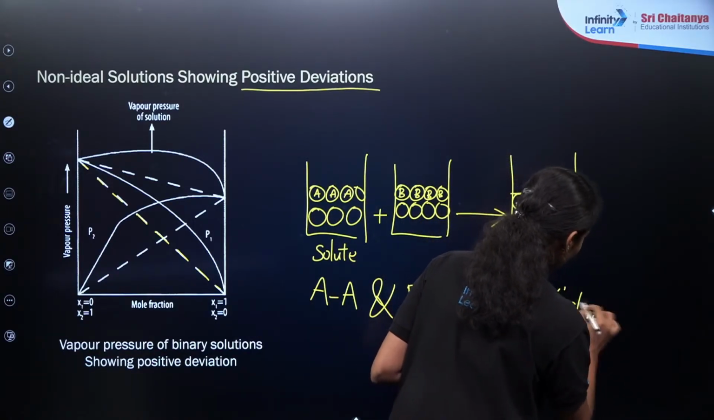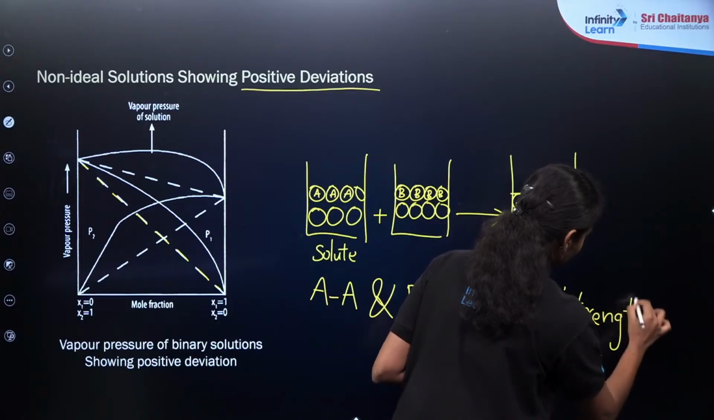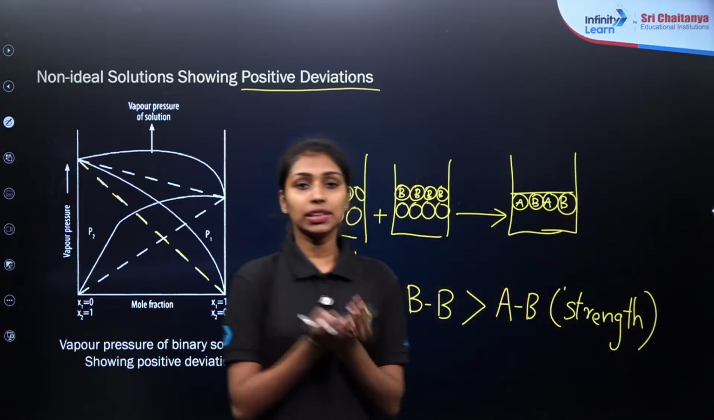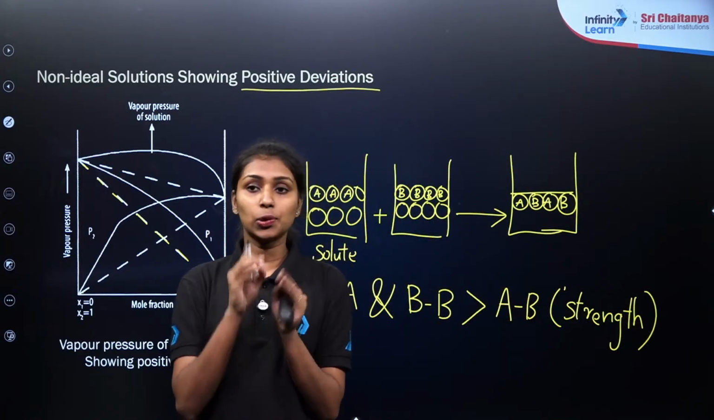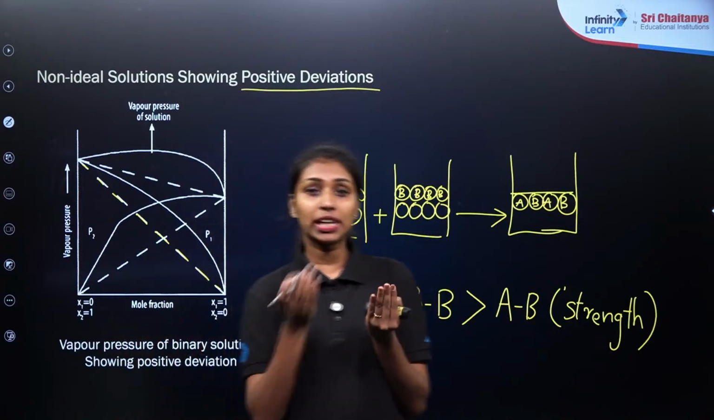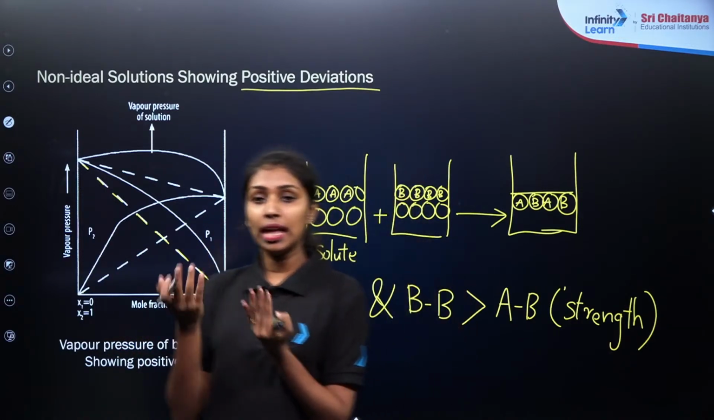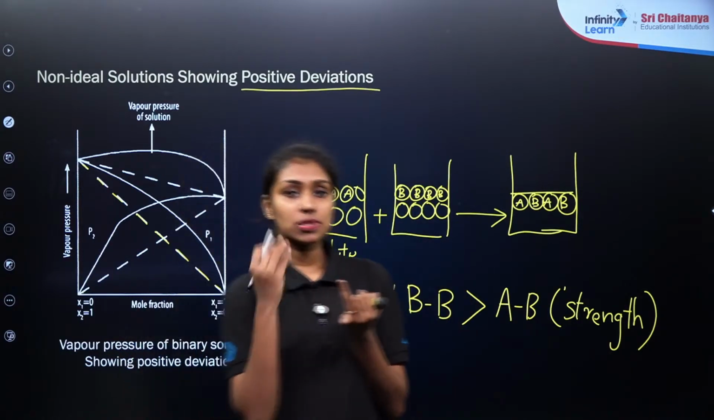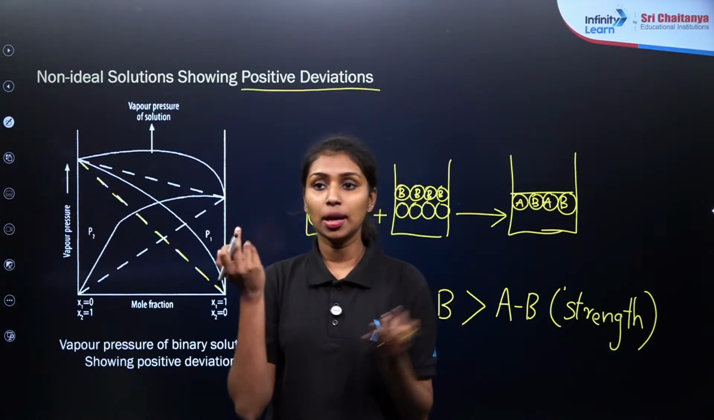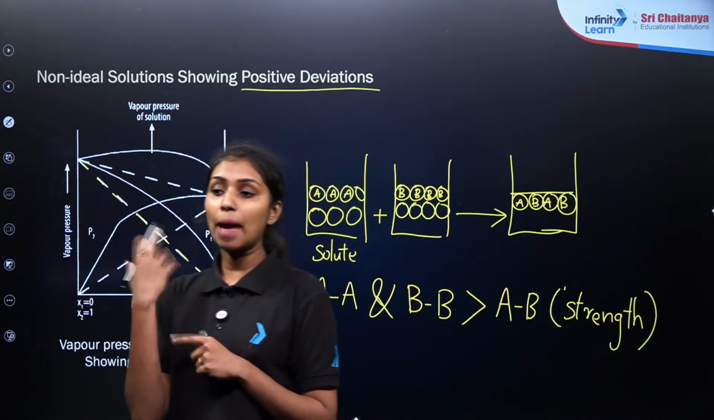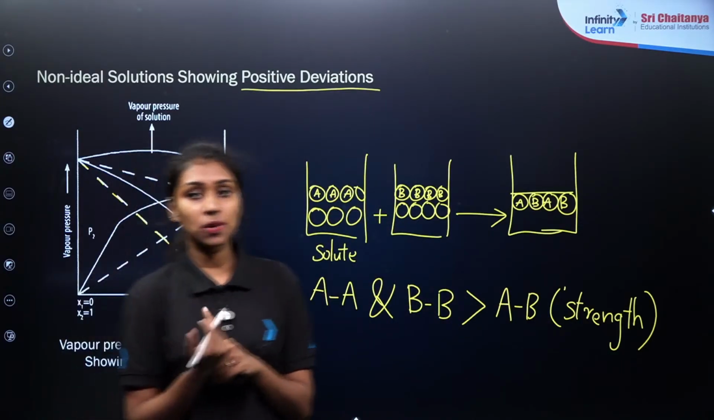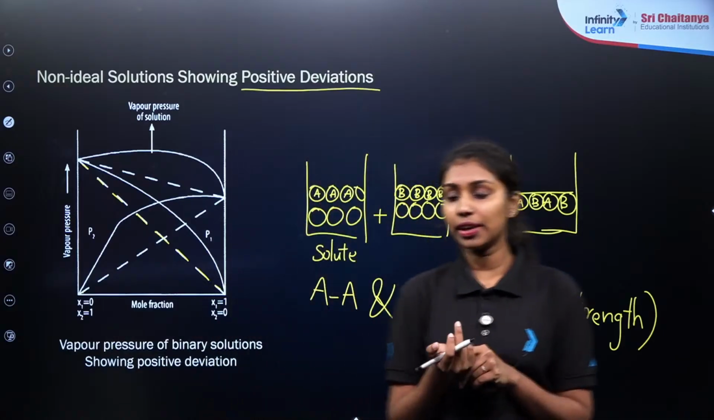So what will happen to the vapor pressure? In the case of the solution, the intermolecular force of attraction between solute and solvent is very weak, so the solute or solvent molecules can easily escape out from the solution. So what will happen to the vapor pressure? The vapor pressure also increases, right? Are you getting my point?